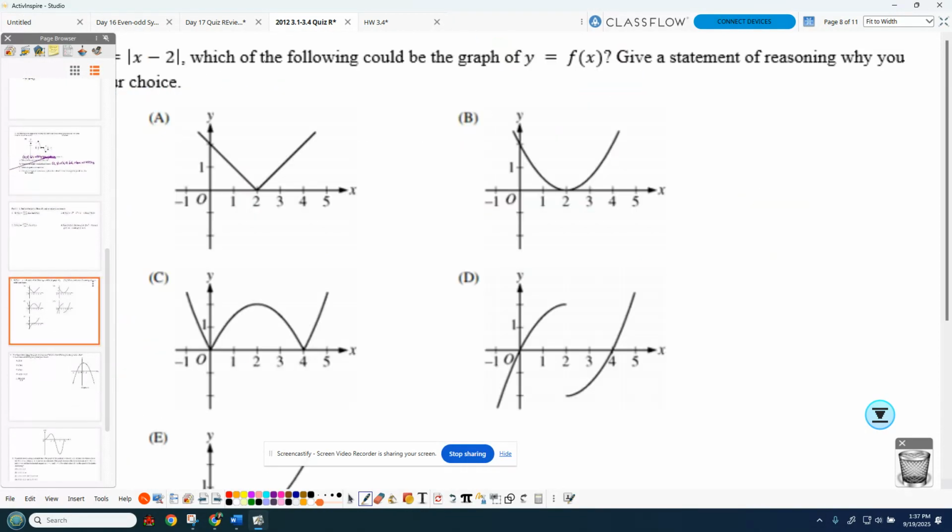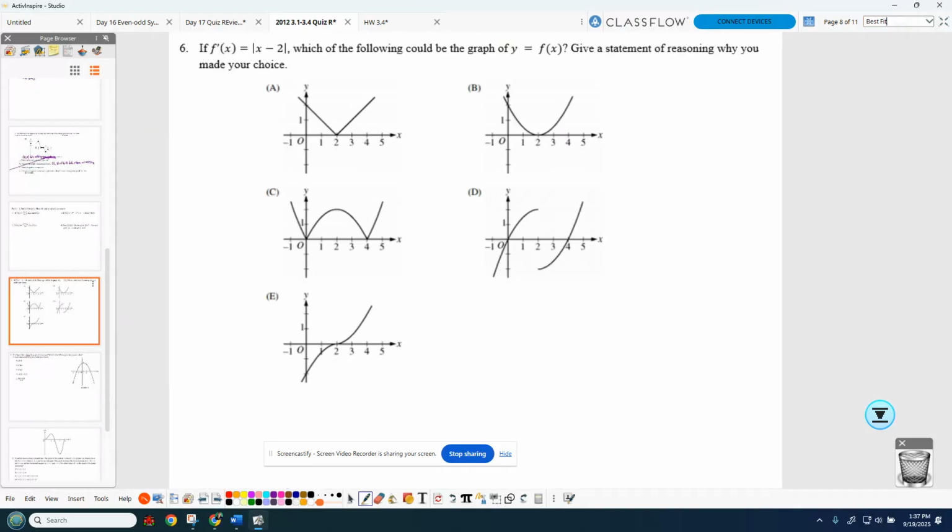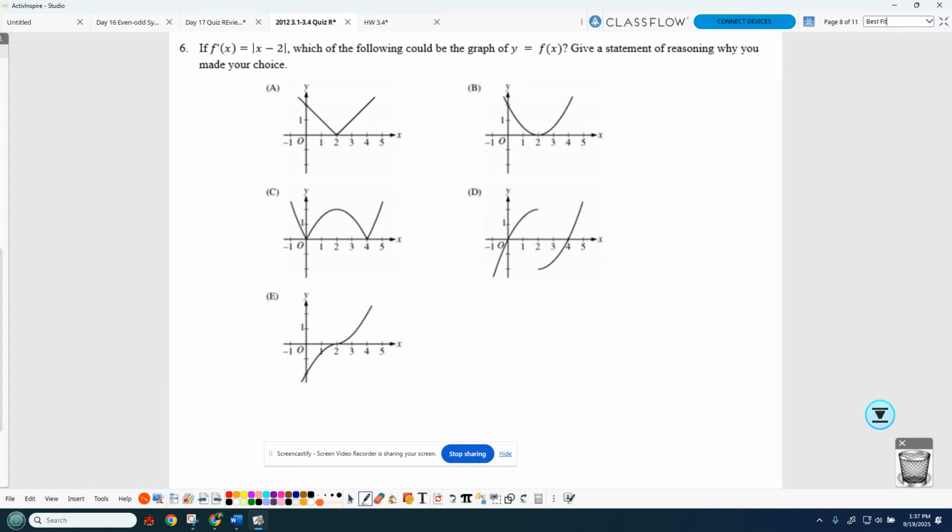Okay, tricky questions. Like multiple choice, pot shot, I can just knock these out. This tells you the derivative is this function. Okay, that's kind of weird. Which of these could be the graph of f? Are there things we can throw out right away?